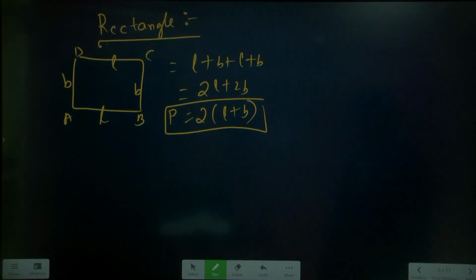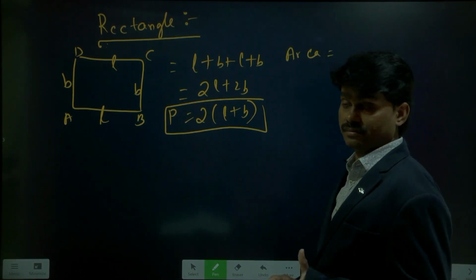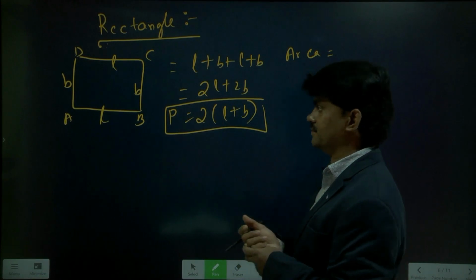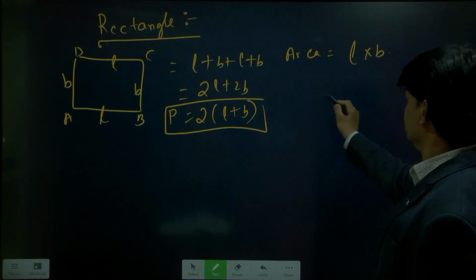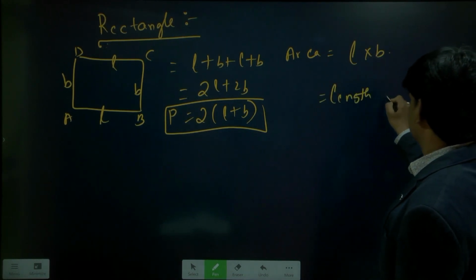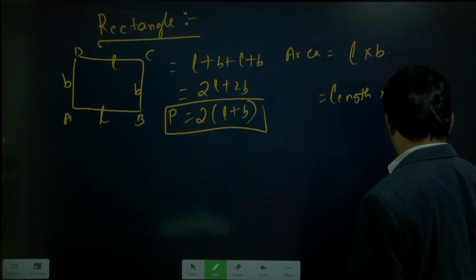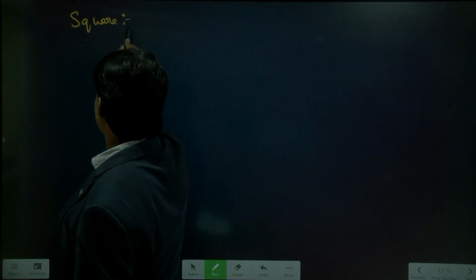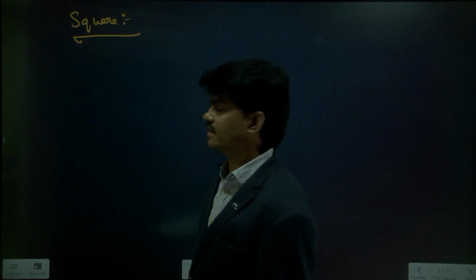Okay. Next, area of rectangle. Magnitude. So length into breadth, obviously we will get area. Total occupancy we will get. Length into breadth. Like this. Now square. I will take the square. Okay, square area comes like this.